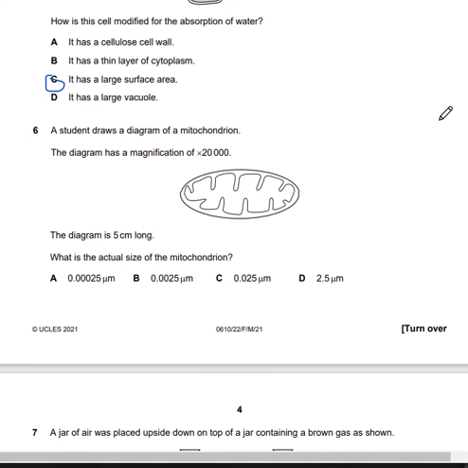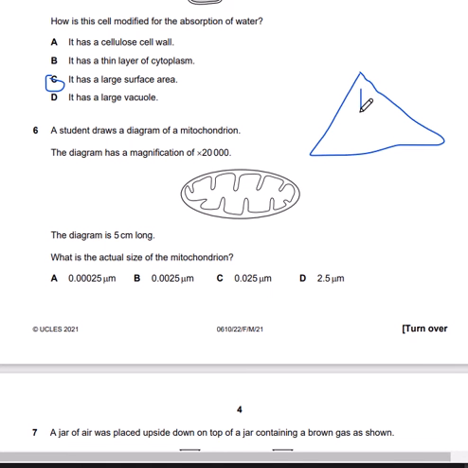The student draws a diagram of the mitochondrion. The diagram has a magnification of 20,000. The diagram is 5 cm long. What is the actual size of the mitochondrion? So let's use this rule. It's I equals A times M: image equals actual times magnification. So here we want the actual, right? So just rearrange it, you have I over M. But then we need it in micrometers, right? We have it in centimeters.